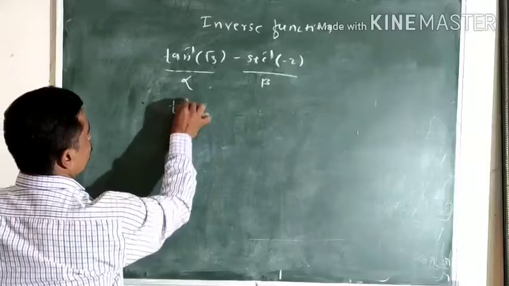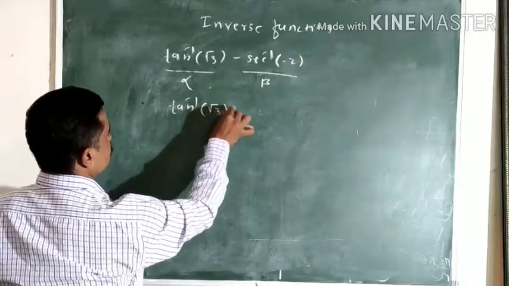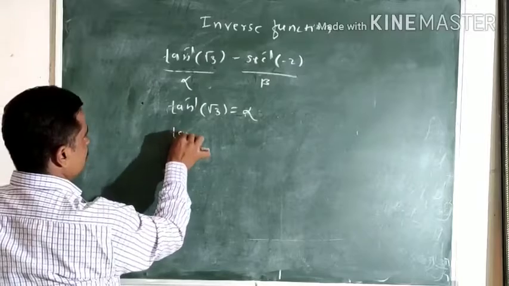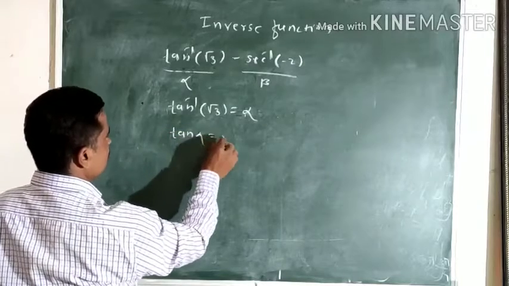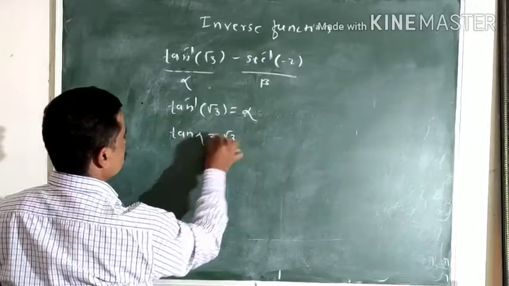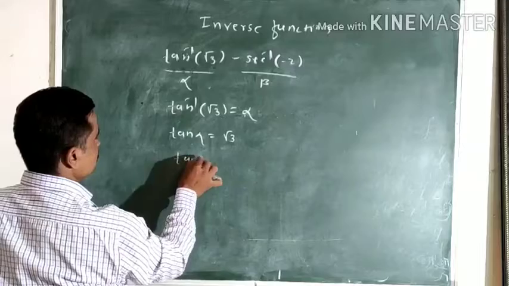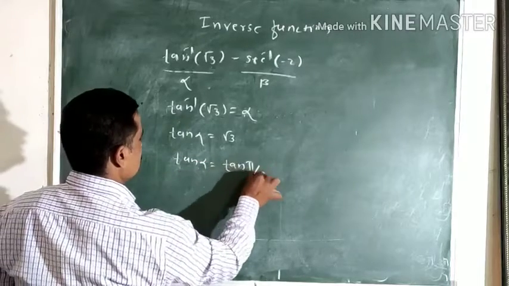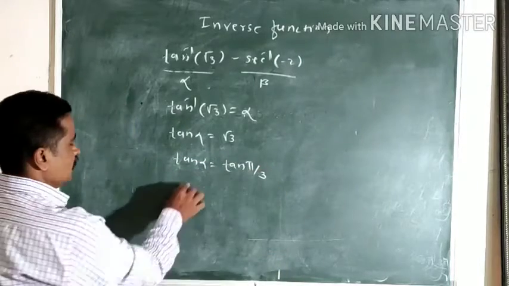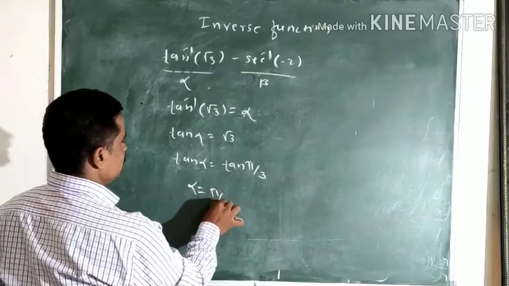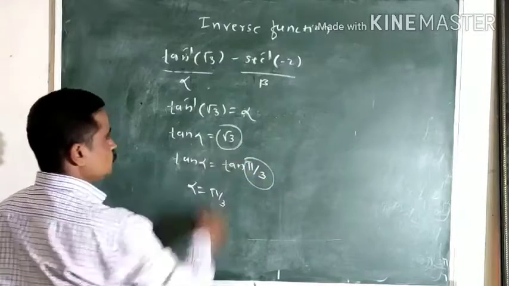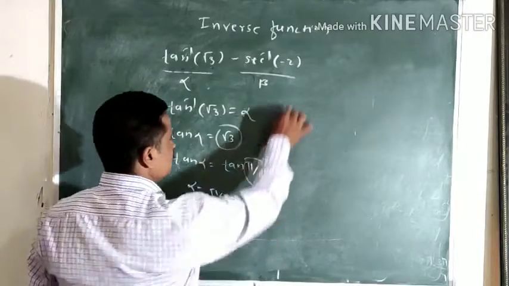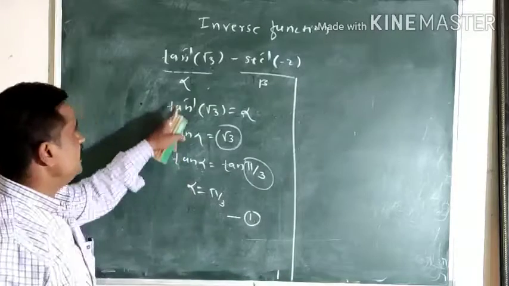Consider tan inverse of root 3 equals alpha. So tan alpha equals root 3. That means tan alpha equals tan pi by 3, so alpha equals pi by 3. Pi by 3 has tan value root 3. Therefore, alpha equals pi by 3. Call it number 1, the value of alpha.